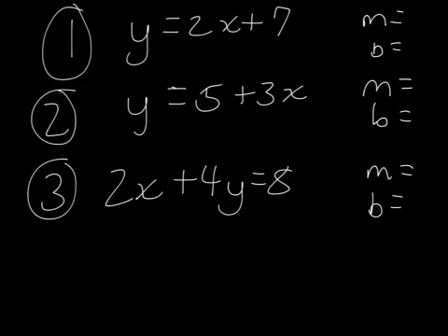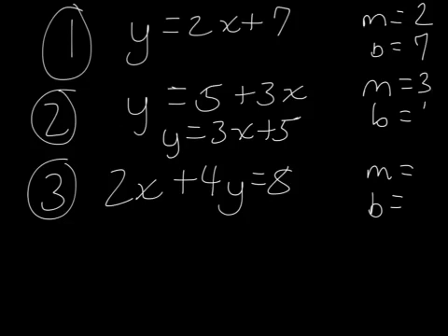Our first equation, y = 2x + 7, is written in slope-intercept form, so we can easily identify that our slope is the number beside our x, which is 2, and our y-intercept is 7. Our second equation isn't written in slope-intercept form, but we can just switch these numbers around, so we get y = 3x + 5, and from there we can identify that our slope is 3, and our y-intercept is 5.